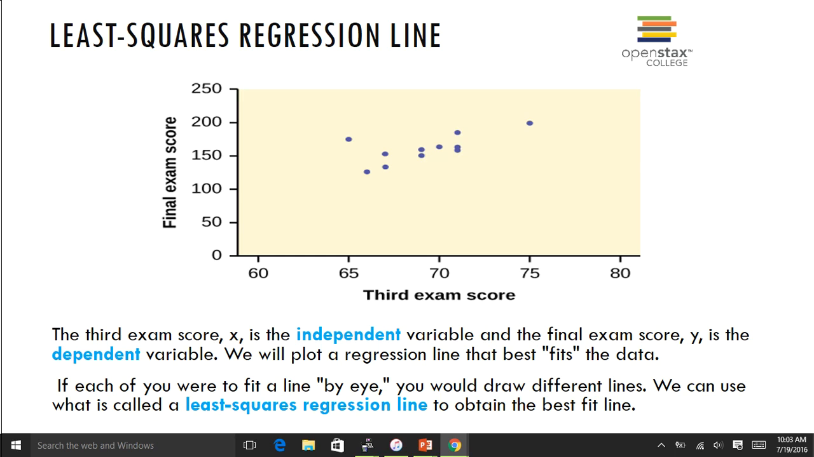If each of you were to fit a line by eye, we'd all draw a different line. You might try to do the bottom dots or the top dots or even the middle dots. So what we use is something called a least squared regression line to obtain the line of best fit, and this makes it standardized for all of us to use the same line.